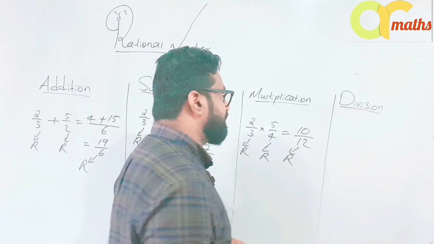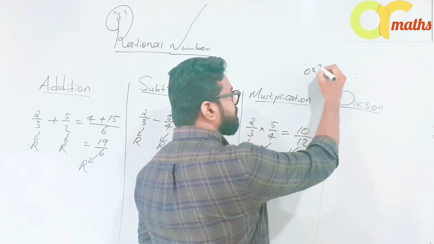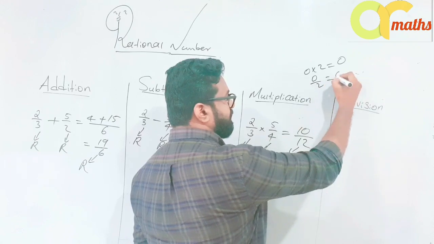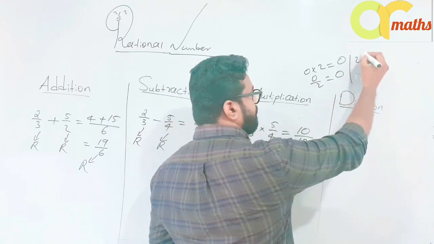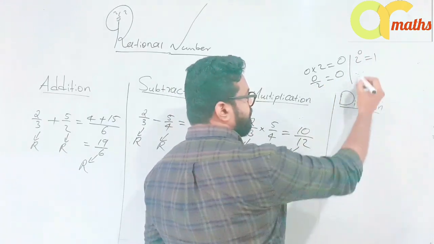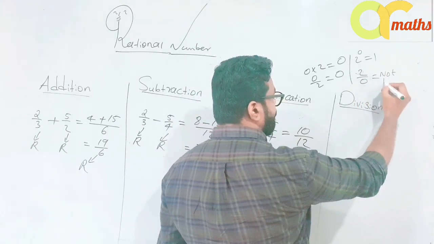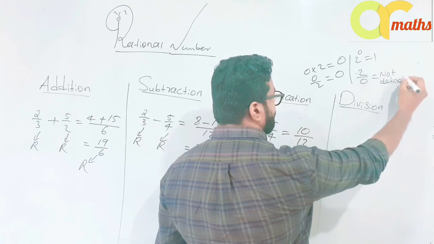Before doing division, what is 0 into 2? That is 0. What is 0 divided by 2? That is 0. What is 2 raised to 0? That is 1. What is 2 divided by 0? 2 divided by 0 is not defined, or infinity.